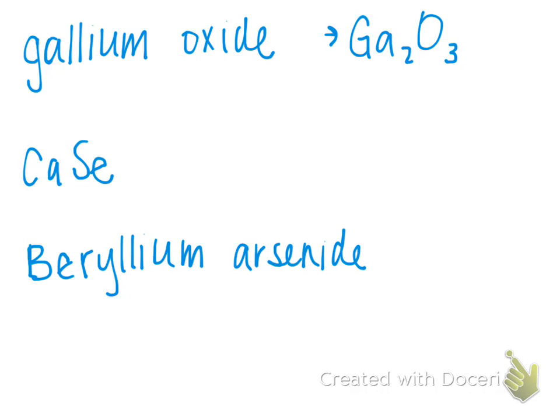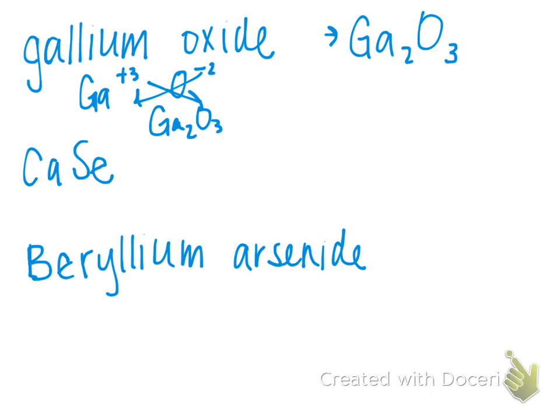Perfect. Ga2O3. Gallium is a +3. Oxide is -2. So if we cross the charges down, that gives us Ga2O3. Or if we went through the charges process, we would have needed 2 of those +3 charges, which gives us a +6, and 3 of our -2 charges, which gives us -6. That's our final answer.